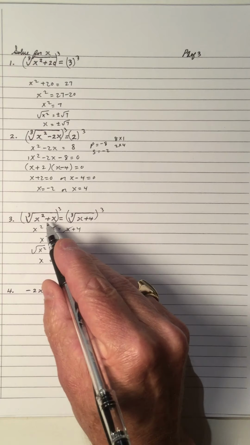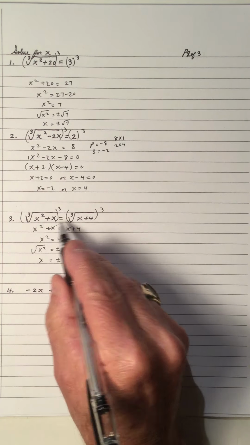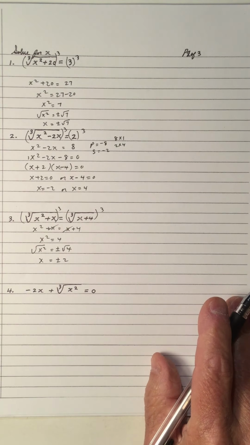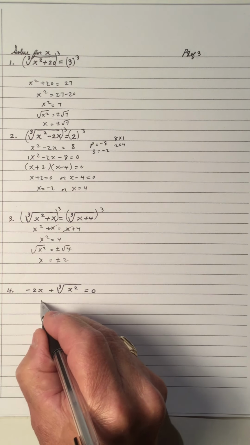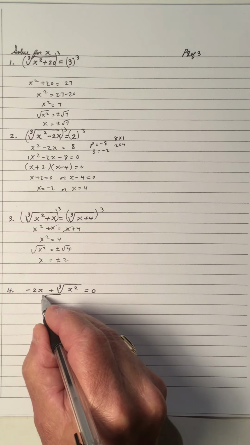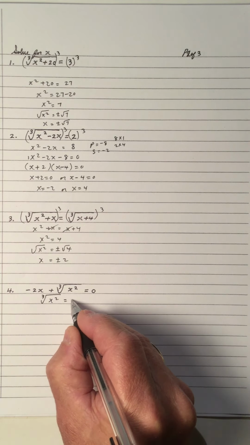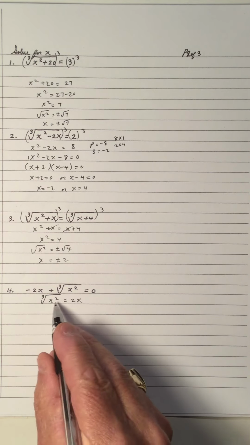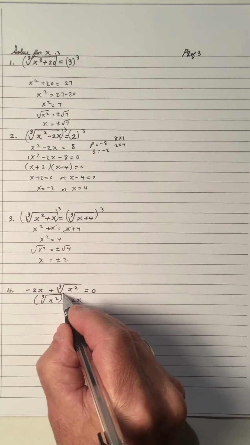Again, if you sub 2 in the place of x, it'll be true. Put a negative 2 in the place of x, it'll come out to be true. Number 4, we have equal to 0, so we have to isolate the root. So the cube root of x squared is equal to 2x. Now the root is isolated, so we'll cube both sides.